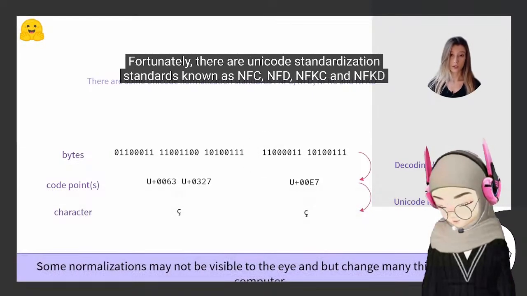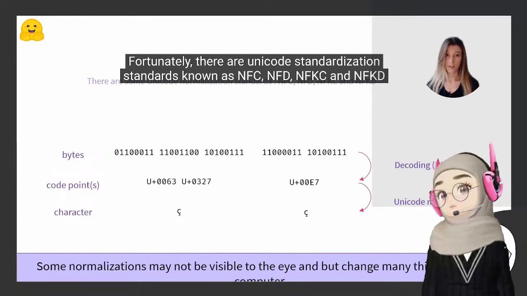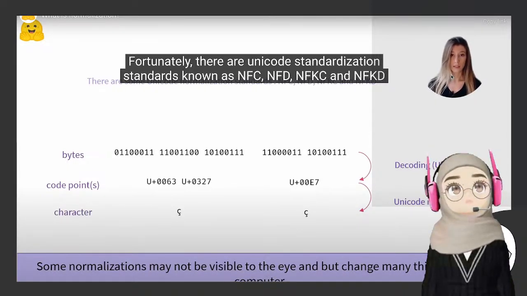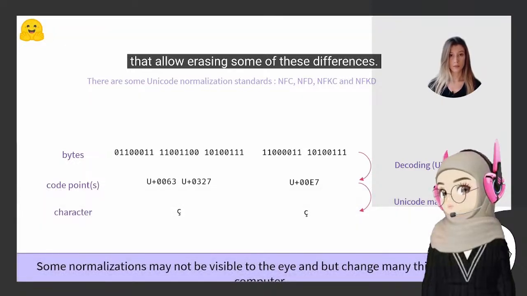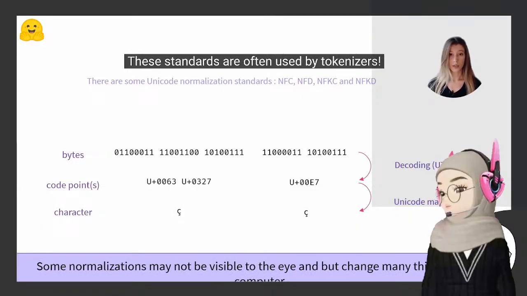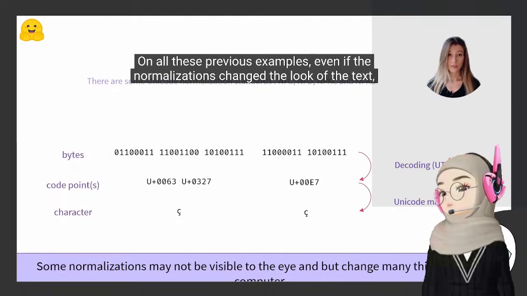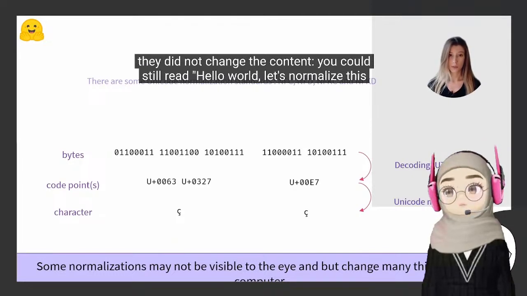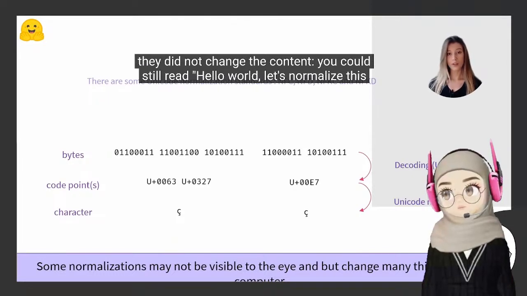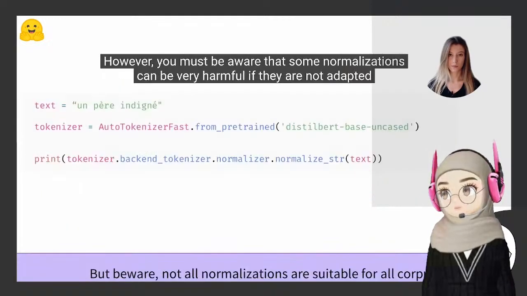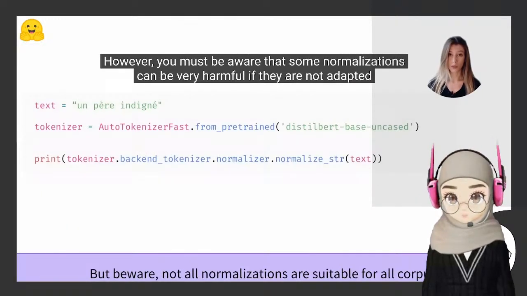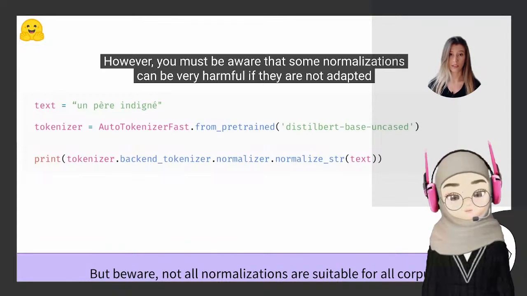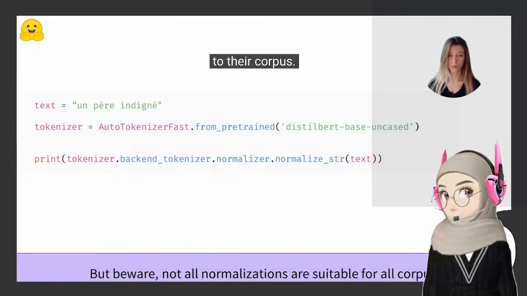Fortunately, there are Unicode standardization standards known as NFC, NFD, NFKC, or NFKD that allow erasing some of these differences. These standards are often used by tokenizers. On all these previous examples, even if the normalization changed the look of the text, it did not change the content. You could still read, "Hello world, let's normalize this sentence." However, you must be aware that some normalizations can be very harmful if they are not adapted to their corpus.